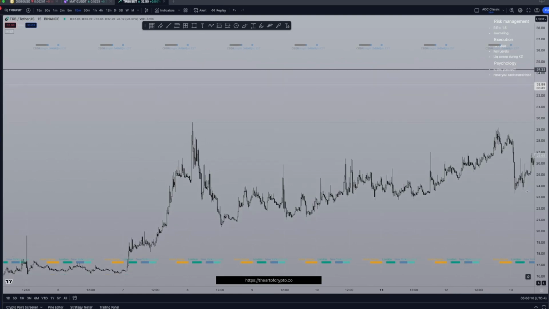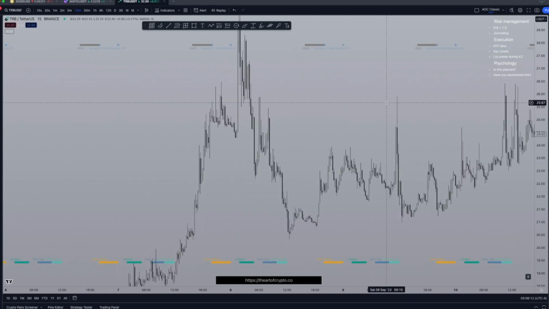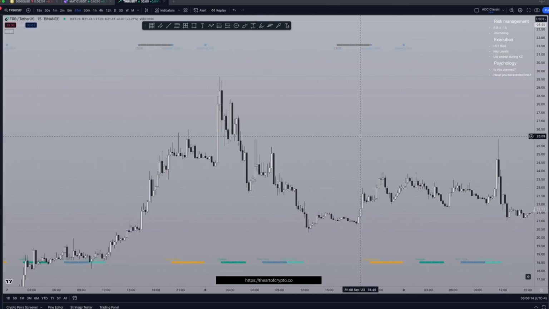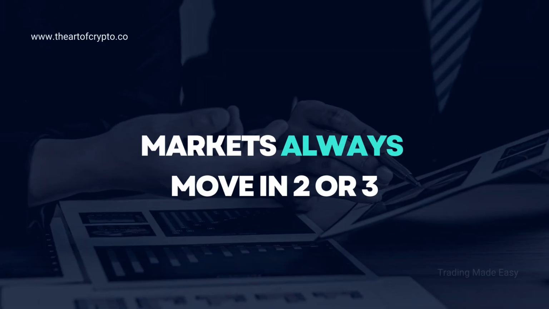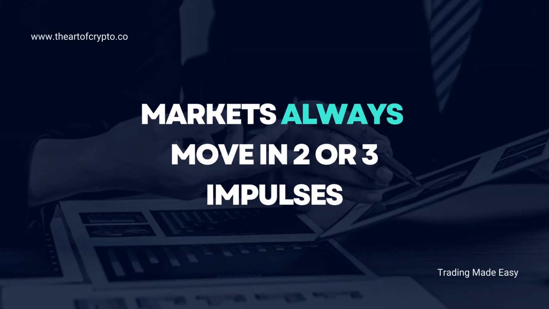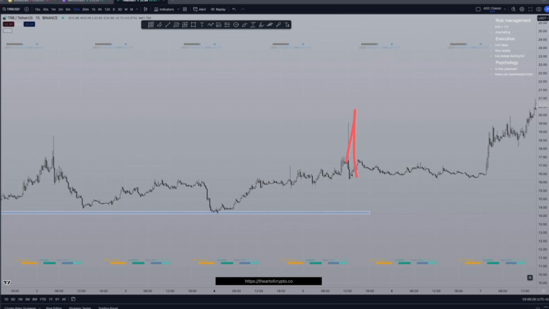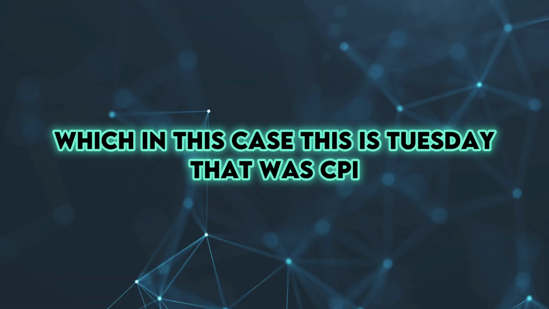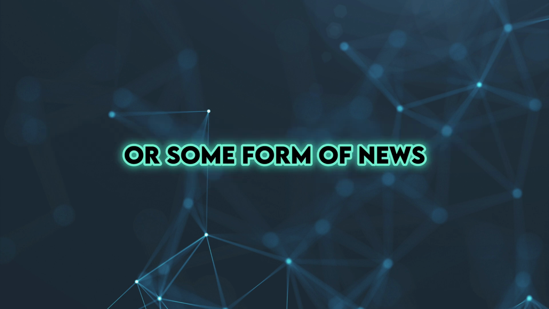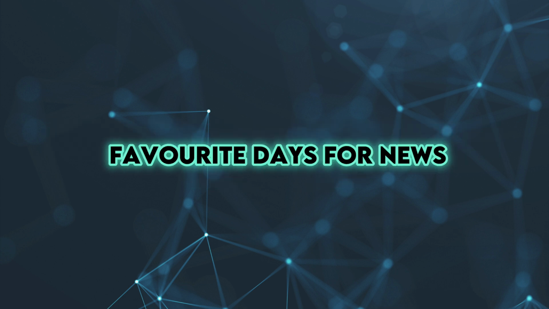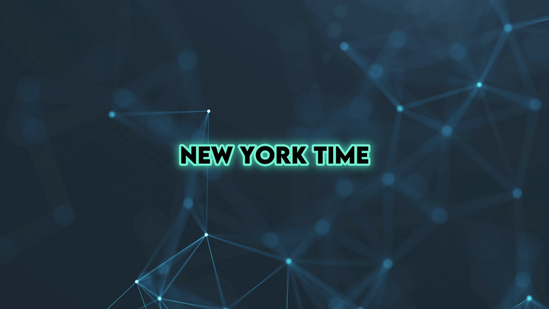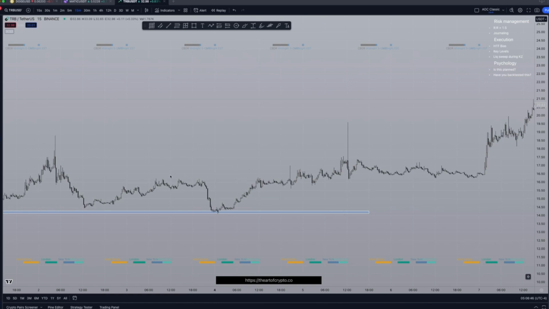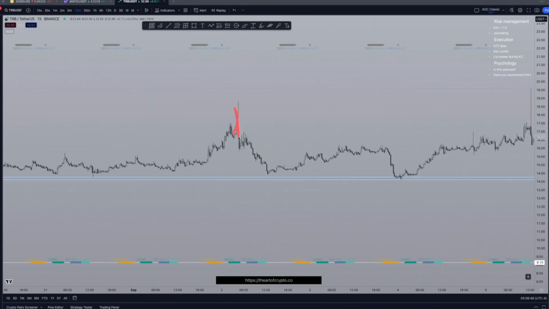So even when you are executing on your lower time frame and you are unsure whether or not you should be buying here, instead of falling prey to your FOMO, let's say that's the first impulse, right? I'll just look for a second impulse. Market always moves in 2 to 3. Okay, market rarely just does one impulse and goes all the way back down, unless it is a news day, which in this case, this is Tuesday, that was CPI or some form of news, right? Tuesday, Wednesday, favorite days for news. Usually non-farm payrolls come on Friday morning, New York time. So unless there is a news event, it is rarely the case where one impulse will be the end of the story.